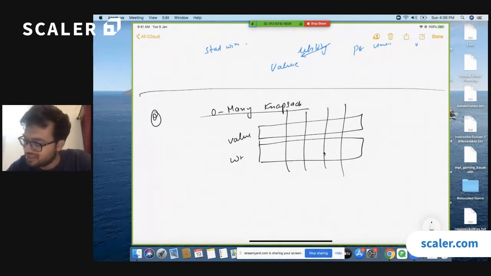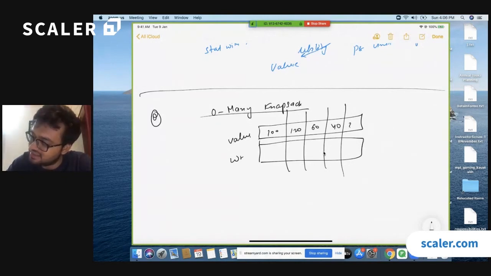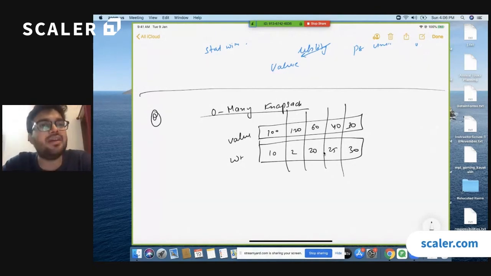Does that make sense? Let's assume the elements had values 100, 120, 60, 40, and 30, and the weights were, let's say, 10, 2, 20, 25, and 30. Now you can choose to select any element n number of times. You can select that element 0 times, 1 time, 2 times, 3 times, n times.